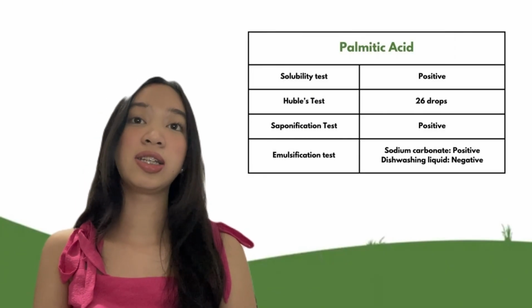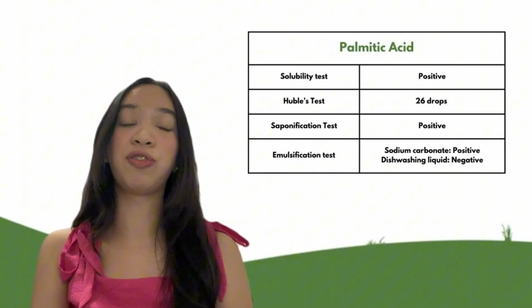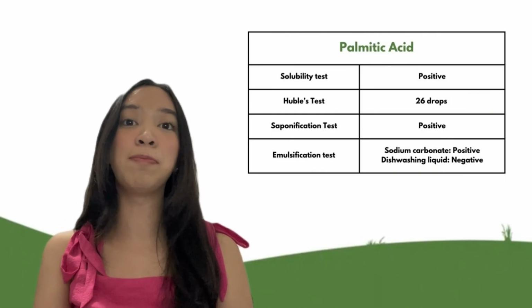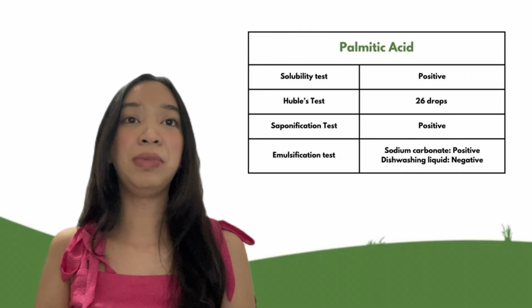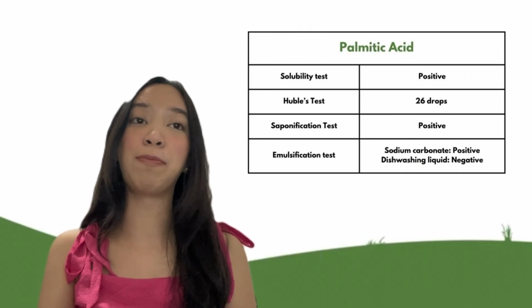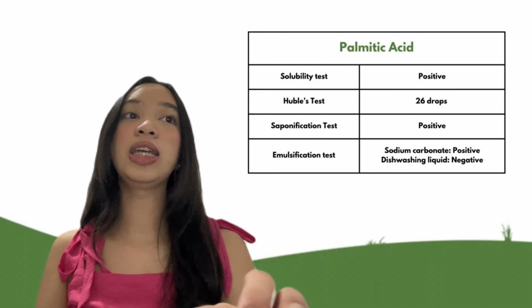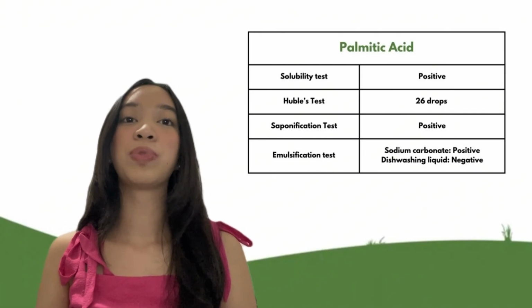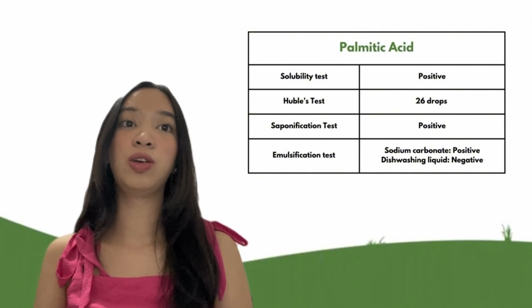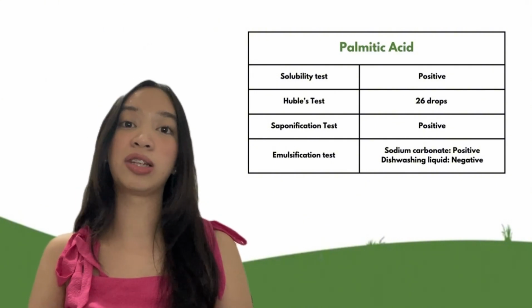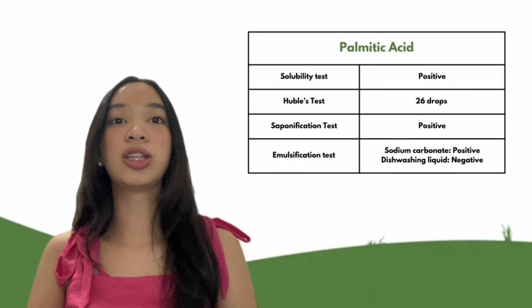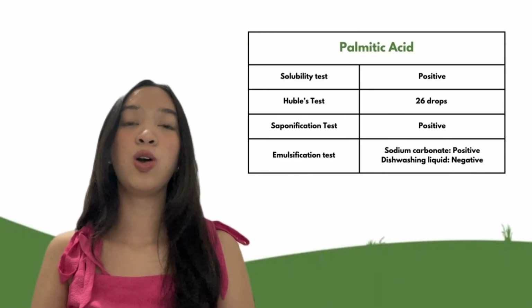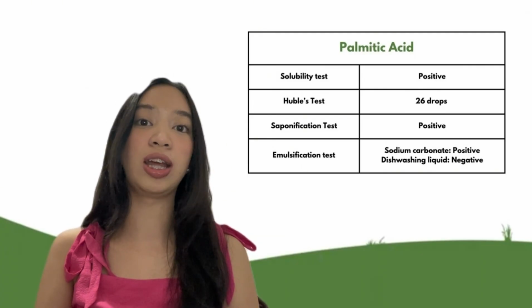In Wijs test, it took 26 drops before the color turned pink, making it the third most saturated sample among the 5. Meanwhile, it tested positive for saponification test, indicating that it reacted with NaOH to form soap and glycerol, which is in line again with the expected results. It also tested positive for the emulsification test under sodium carbonate, while negative under the dishwashing liquid.